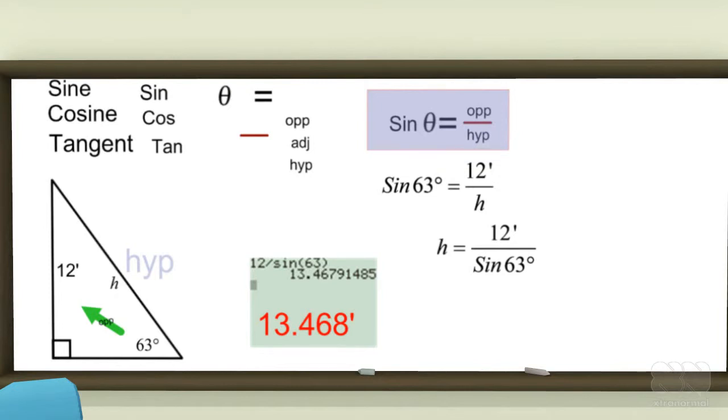Remember to make sure your calculator is in degree mode before you start. In this case, the sine of 63 degrees equals 12 divided by h, the length of the hypotenuse. Apply some algebra 1 and you have 12 divided by sine of 63 degrees. Going to the calculator, we get an approximation of 13.468 feet.